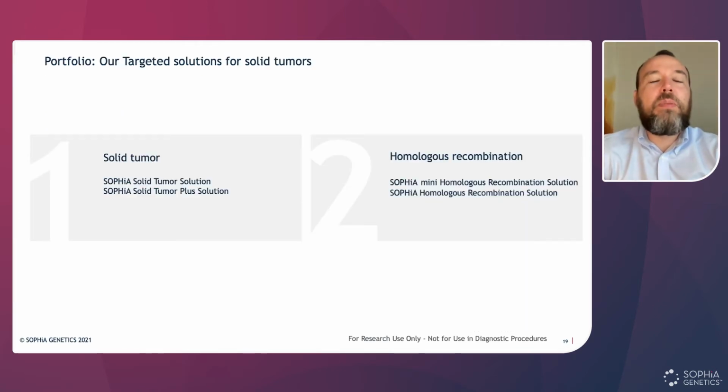So overall, the bundle solutions that we currently offer for targeted solid tumor profiling are SOPHiA Solid Tumor and SOPHiA Solid Tumor Plus solutions, which look at 42 highly clinically relevant genes, and in case of Solid Tumor Plus solution, that also includes fusions. In addition, there are two bundle solutions that could be used to identify variants in genes involved in homologous recombination, and that's SOPHiA homologous recombination solution that fully covers 16 HR genes and mini homologous recombination solution that covers 4.